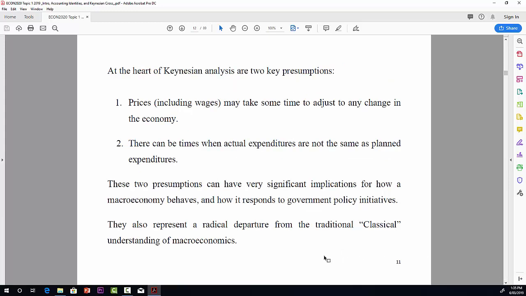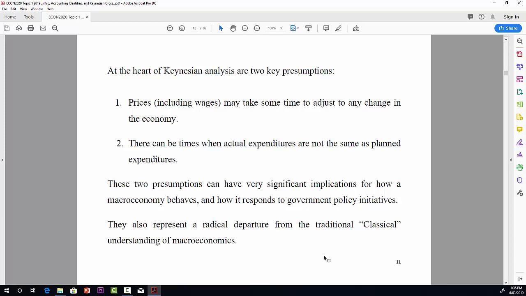Now, at the heart of Keynesian analysis... So what does it mean, Keynesian theory? Well, actually there are huge debates about what it really means, but most people would agree that at the heart of Keynesian analysis are two key assumptions or presumptions. First of all, that prices might take some time to adjust. If there's some change in the economy, prices don't adjust instantaneously. Now, when I say prices, we mean prices of everything, including wages. Wages, of course, are the price of labor, and this is an extremely important price.